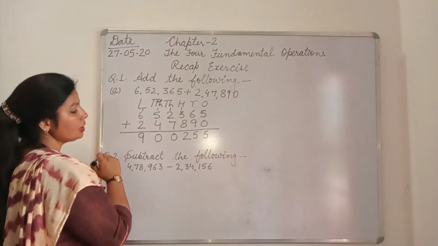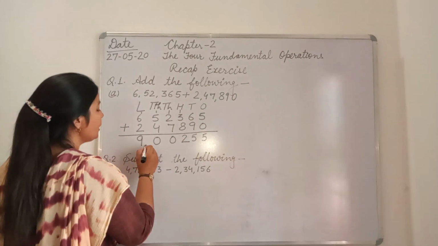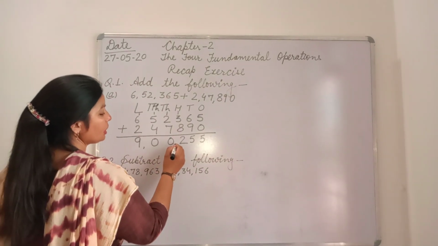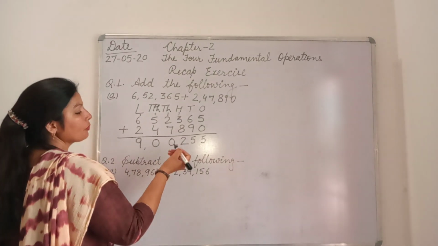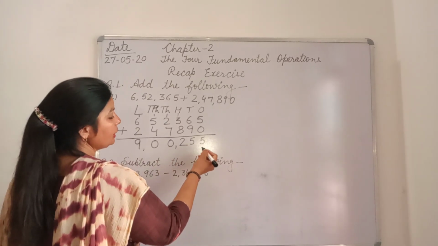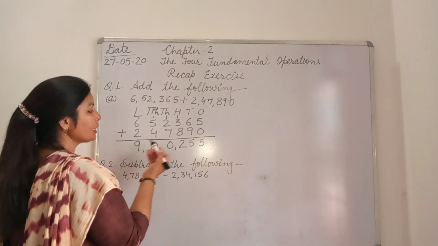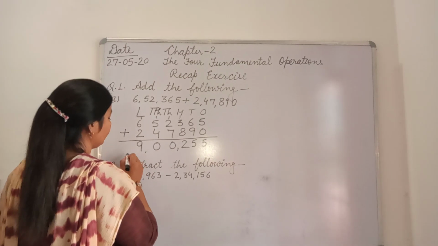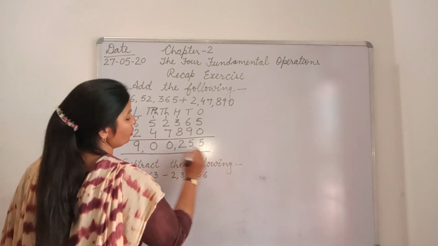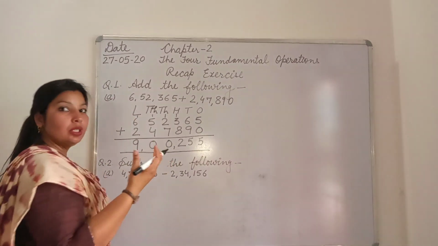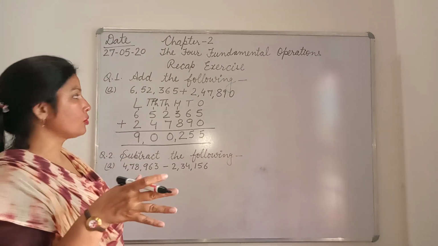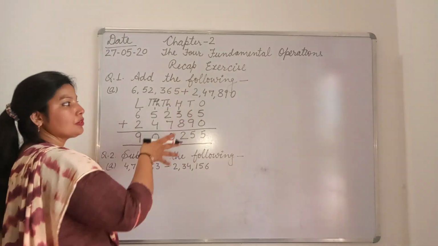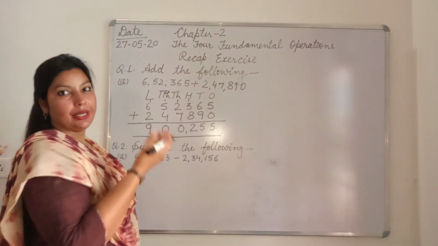Okay, that's your answer. So what's your answer? 9 lakhs, then 0, 0 in the thousands, and then 255. So the answer is 9 lakhs 255. That completes our solution. Like this we have to do parts B and C also. In the same way, first we arrange in columns and then we add.